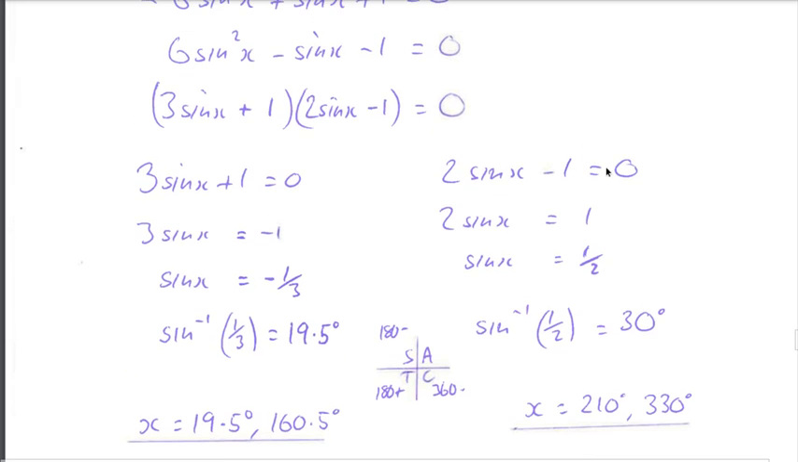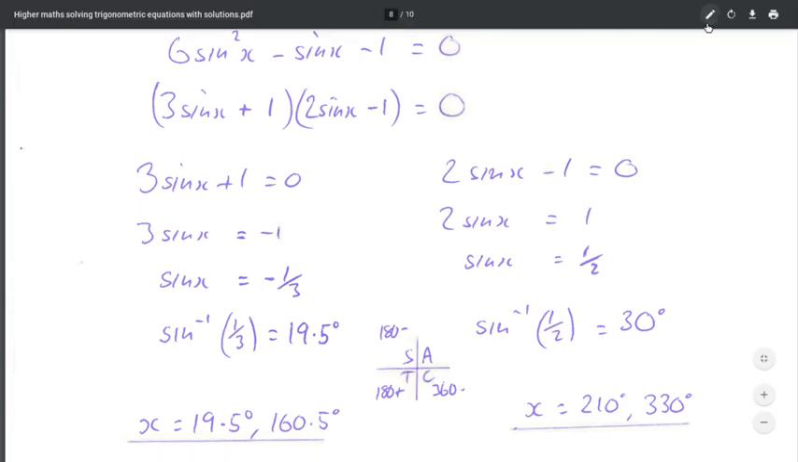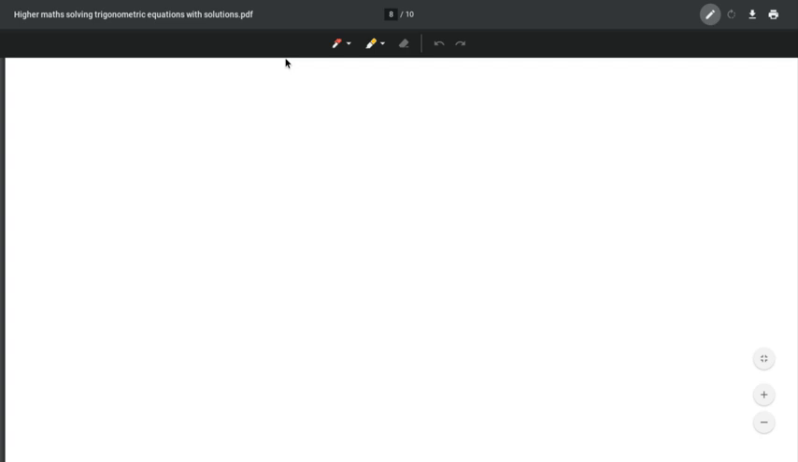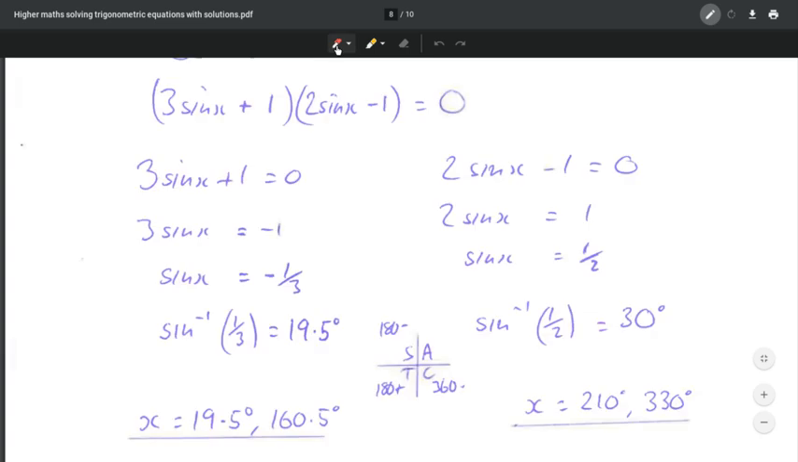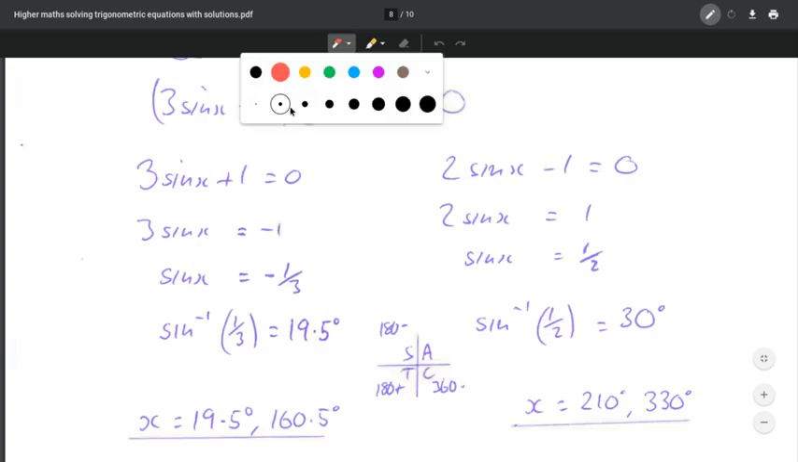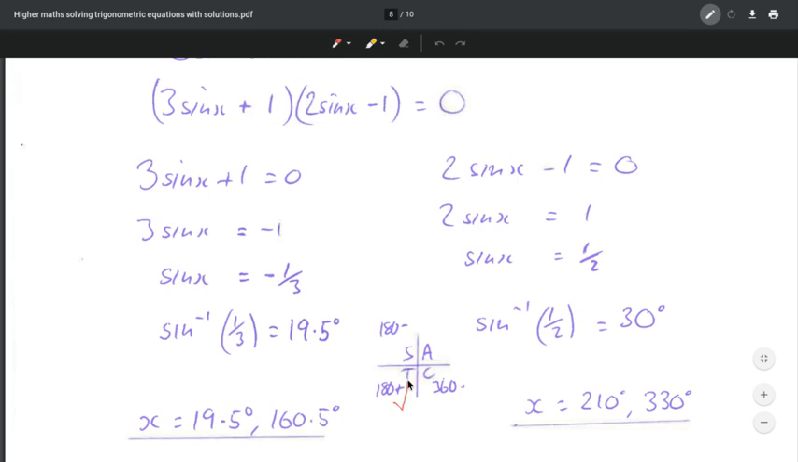And solve 2 sine x minus 1 equals 0. Oh, I've just noticed that's wrong, isn't it? I've not ticked my quadrant diagram and I've made a mistake that is quite sloppy. So I will need to put a line through that. So guys, obviously be as careful as possible. Don't be sloppy like I've just been there. So I should be looking in this quadrant and in this quadrant.